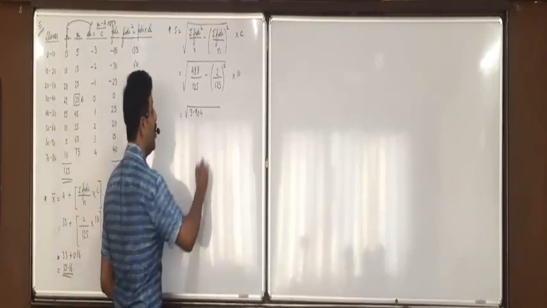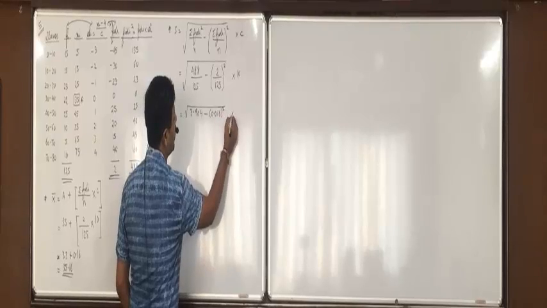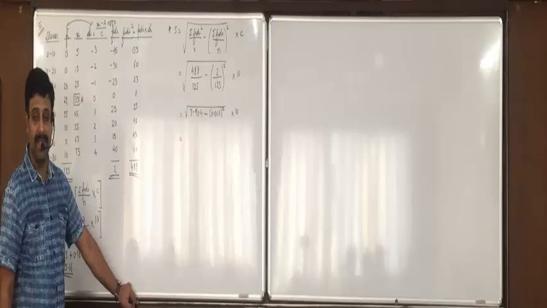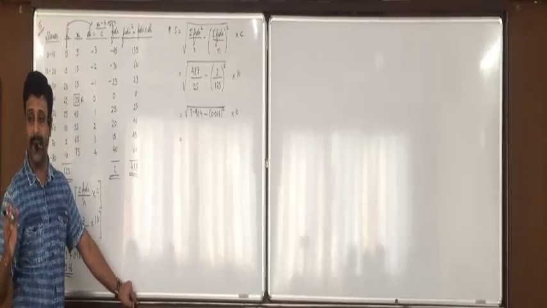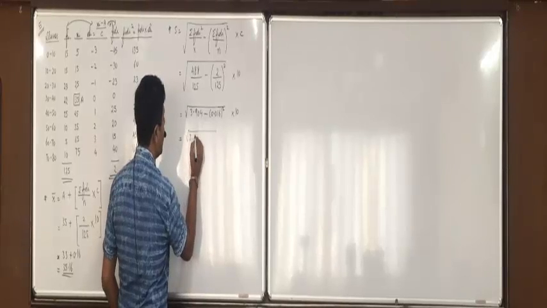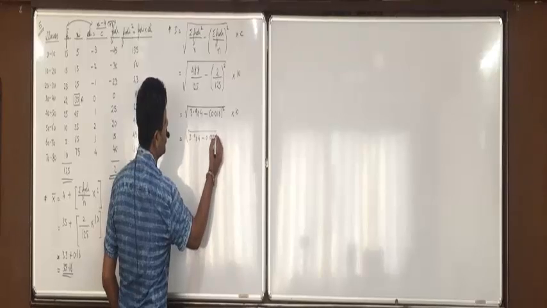Okay. Do 2 upon 125. That is 0.016, square, into 10. Otherwise, if more decimals are there, then take up till 4 decimals. Now square root of 3.904 minus 0.0003.